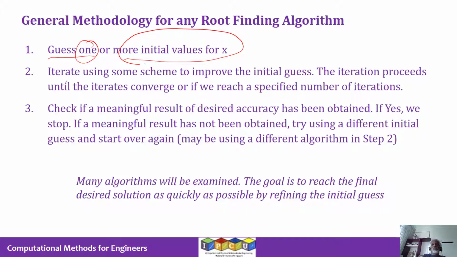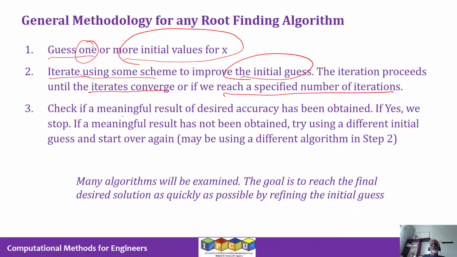And whichever algorithm we choose, it iterates using some scheme or some formula. It improves the initial guesses. So the iterations proceed until the iterates converge. And we have seen this enough times in the context of the bisection method and the Newton method. Or if you have reached a specified number of iterations, then you can stop the iteration.